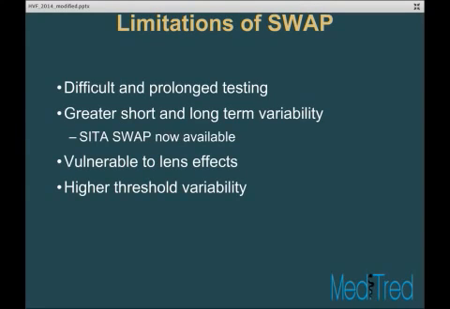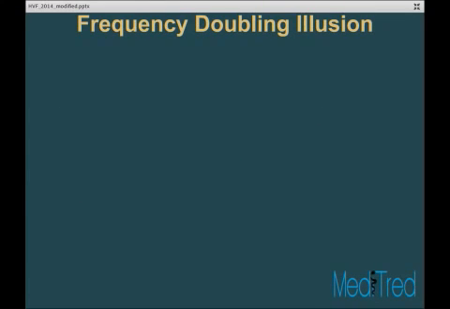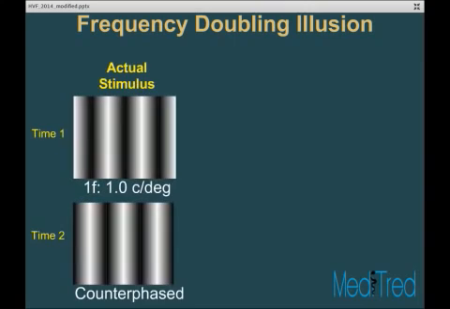And finally, SWAP testing is vulnerable to media opacities, especially those aging effects of the crystalline lens we see in cataract formation. That lens over time becomes more of a blue filter that could result in depression of sensitivity and might contribute to a higher threshold variability as well. So the second type of selective visual testing that we'll talk about is the frequency doubling technology.